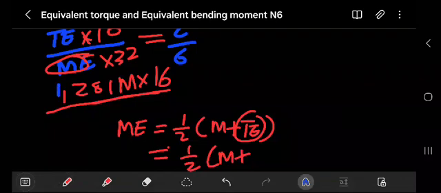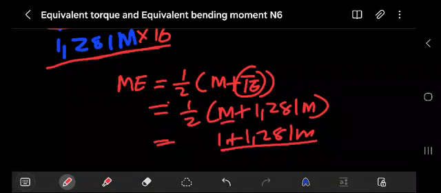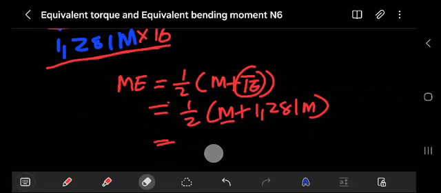I've just substituted now, same as 1,281 M. But okay, these are like terms. M is the same as 1 plus 1,281. Obviously these are M's. Adding those, multiply again by 1 over 2. If I do that, this must give me 1,14 M.